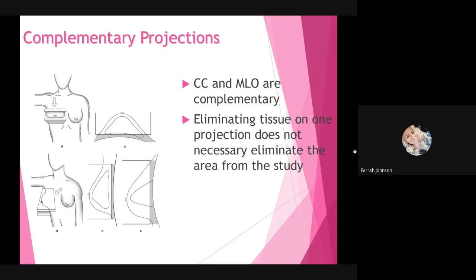So the complementary projections are considered your CC and MLO. The whole purpose of these projections is that eliminating tissue on one projection does not necessarily eliminate the area from the study, meaning that both projections are not going to include all of the tissue that you need. So for example, on your CC, you can notice that we miss a little bit of this lateral axilla tissue going into your axillary tail. So the reason that we do our MLO is to include that border of tissue. So both of these are considered complementary views because without one, you don't see all of the breast tissue. They complement each other for a comprehensive study.